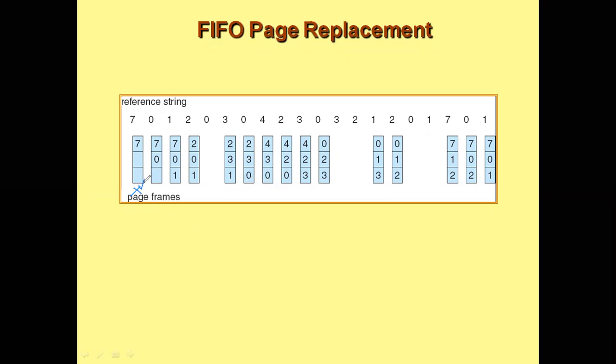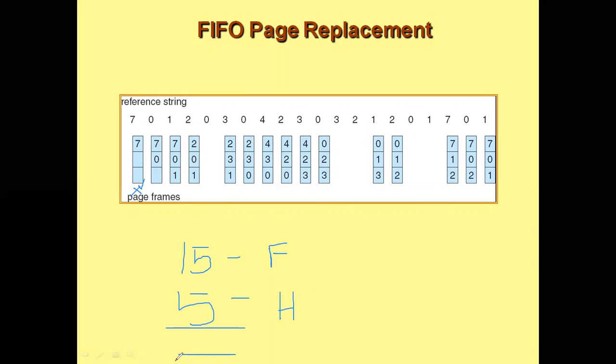In this case, the number of page faults is 1, 2, 3, 4, 5, 6, 7, 8, 9, 10, 11, 12, 13, 14, 15. So the number of page faults here is 15. I'll write it as F. The number of page faults is 15. And what about hits? It is 1, 2, 3, 4, 5. So we have 5 hits. If you add these, it should give you the number of pages in the reference string.